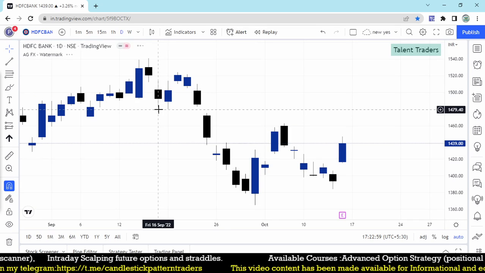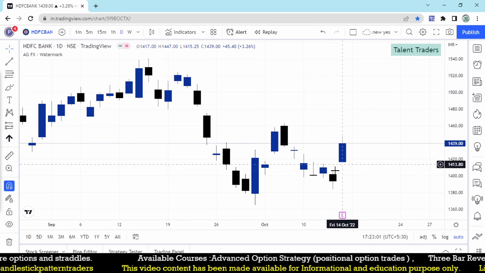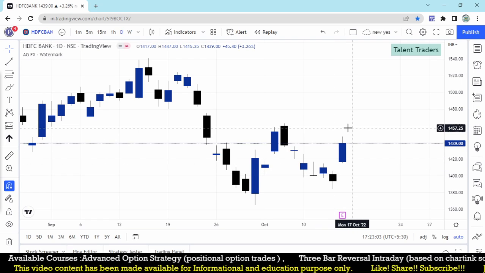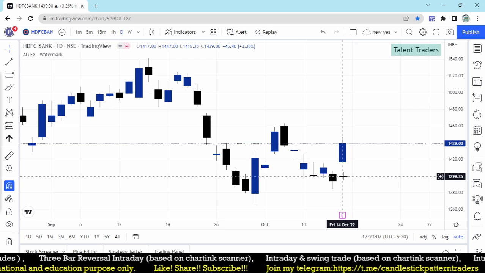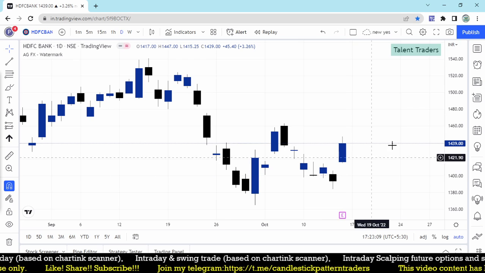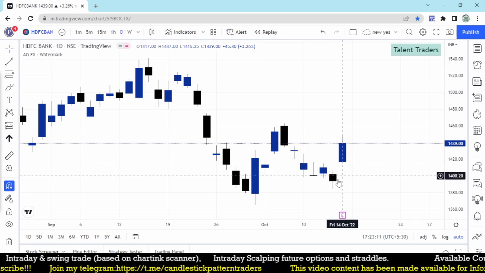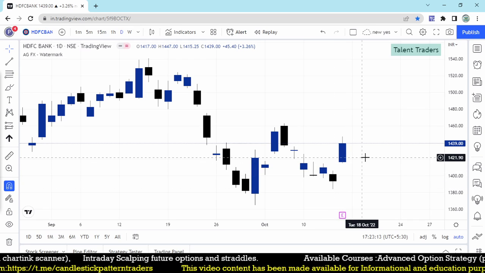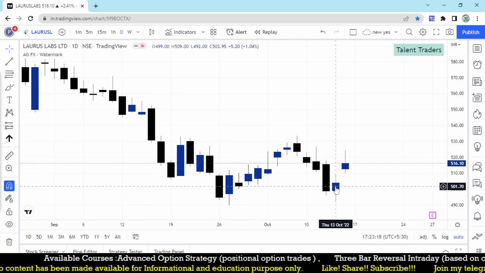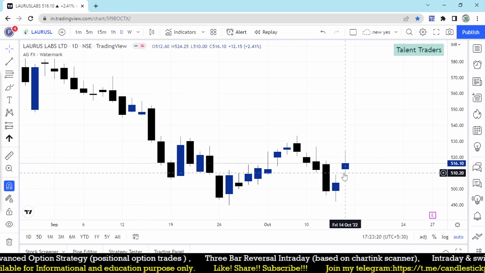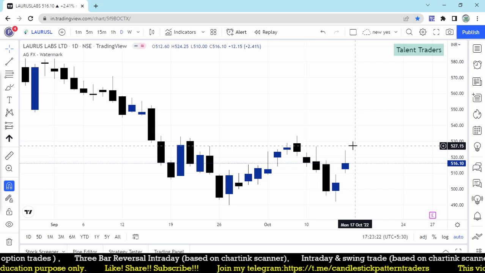Let's look at this chart. Do you think this is a reversal? Maybe tomorrow it may continue the trend, and today's close price may be 1439. It may continue tomorrow. Let me look at this, maybe a reversal pattern, and let's look at Laurus Labs and see this. This may be a reversal pattern based on what?